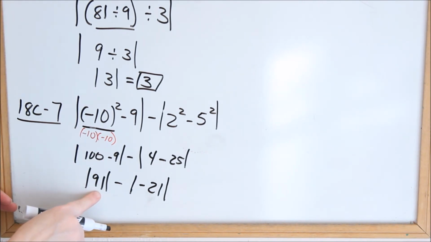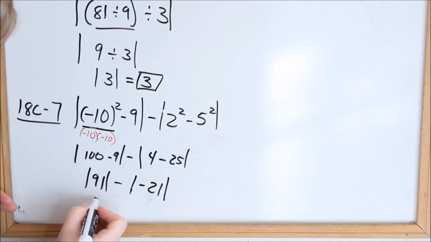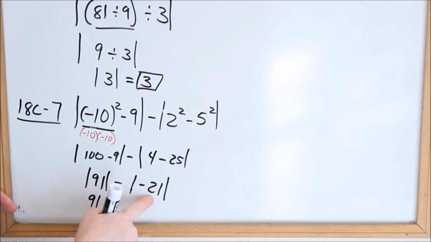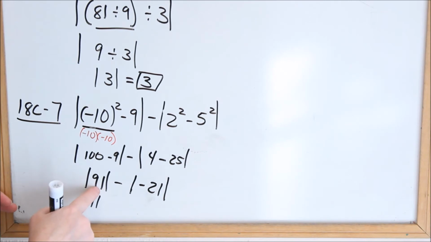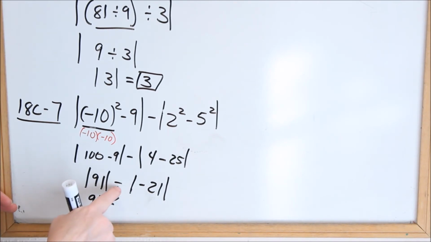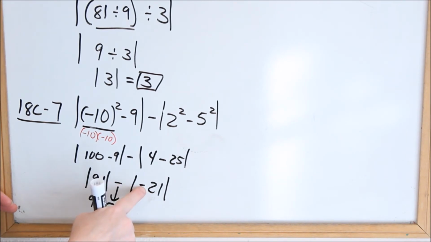The absolute value of a positive 91 is just still positive 91. The absolute value of a positive number will always be positive. The absolute value of a negative number becomes positive. Absolute value symbols just make anything positive, but you have to get down to a single number in there first before you can actually do the absolute value. Don't lose that subtraction sign. Don't do a negative negative like we do with parentheses. You can't do that. This subtraction sign stays.